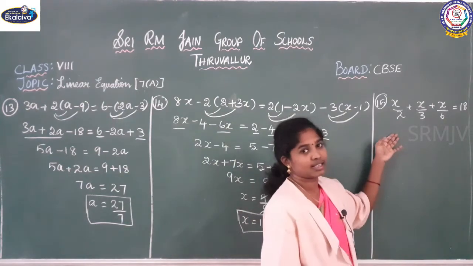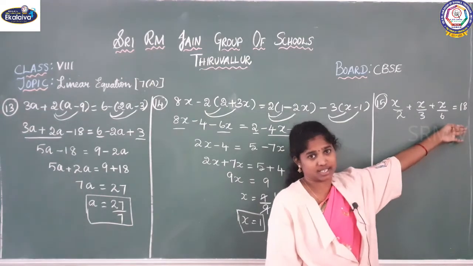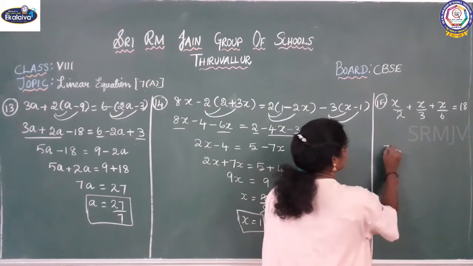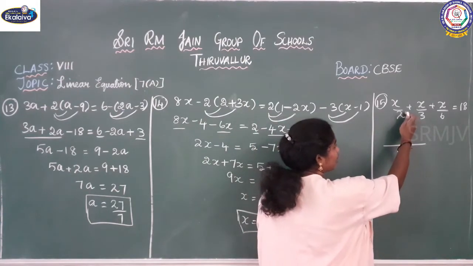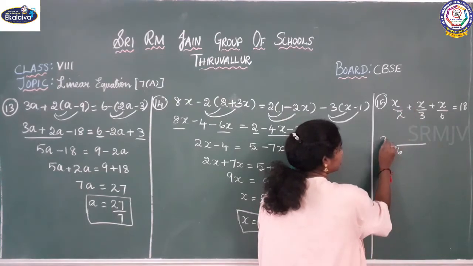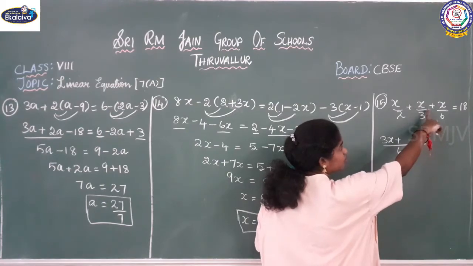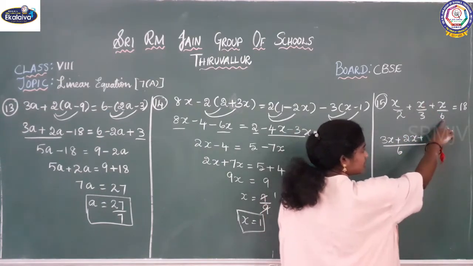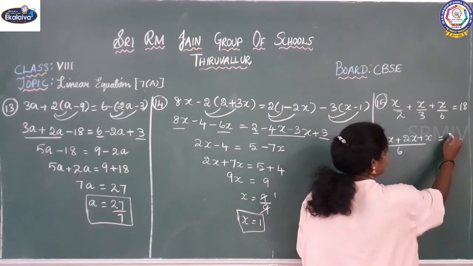What is given? x by 2 plus x by 3 plus x by 6 is equal to 18. When you take LCM for 2, 3 and 6, you will get LCM as 6. Okay. So what you have to multiply 2 into 3. So 3 into x, 3x. So 3 into 2 only 6. So x into 2, 2x. Already 6 is there. 6 into 1, right? So x into 1, x is equal to 18.